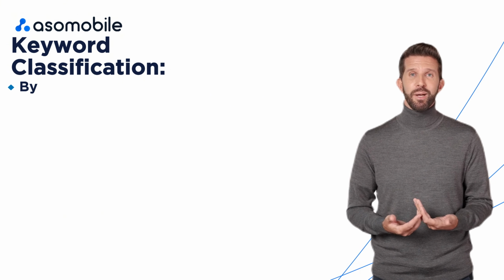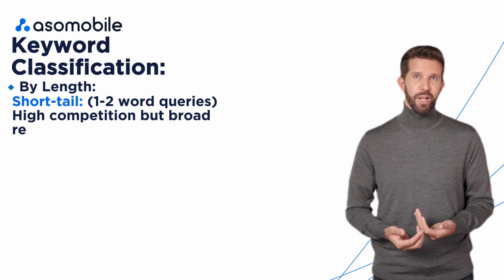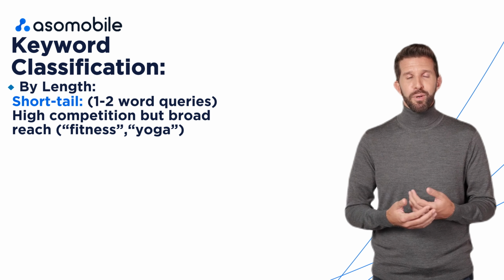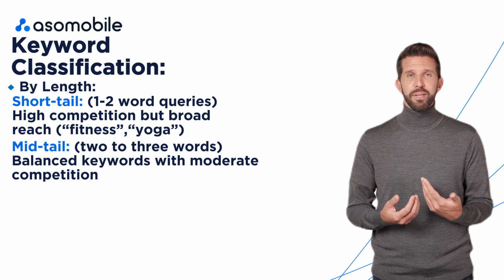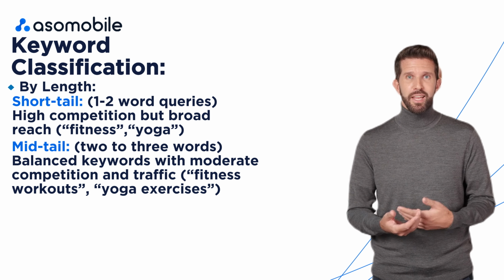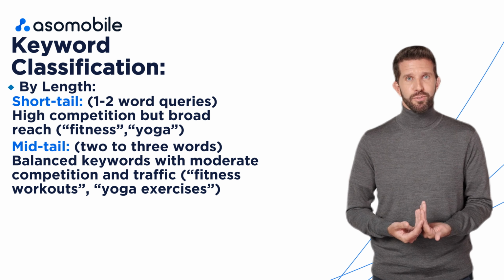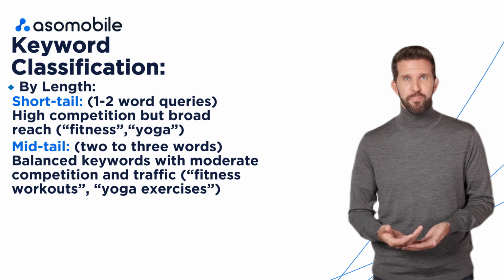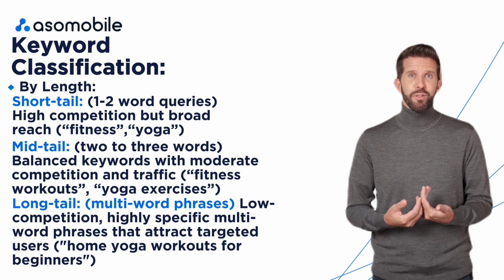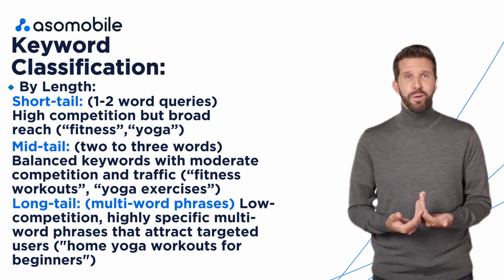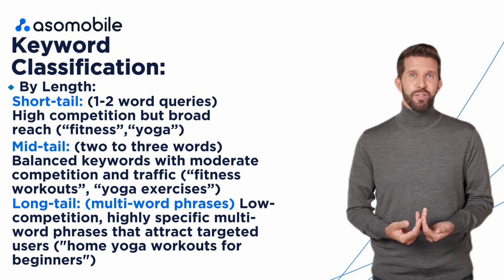2. By length. Short tail. High competition but broad reach. Mid tail. A good balance between traffic and competition, often used for apps that are gaining traction. Long tail, ideal for new apps because competition is lower and they attract more targeted users.